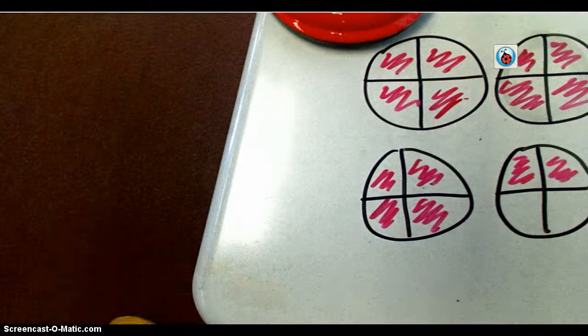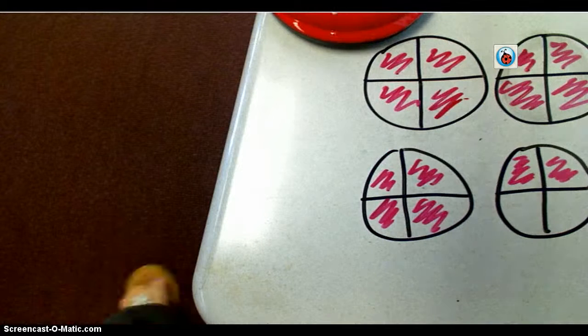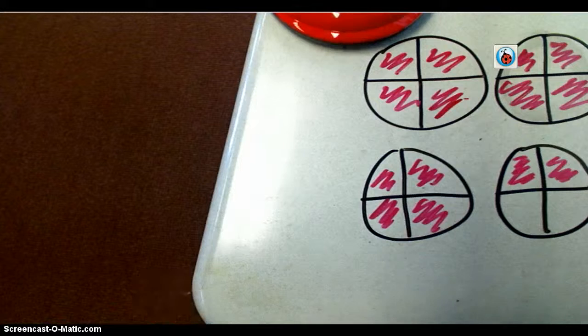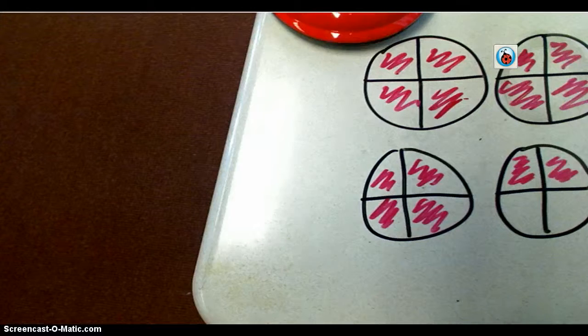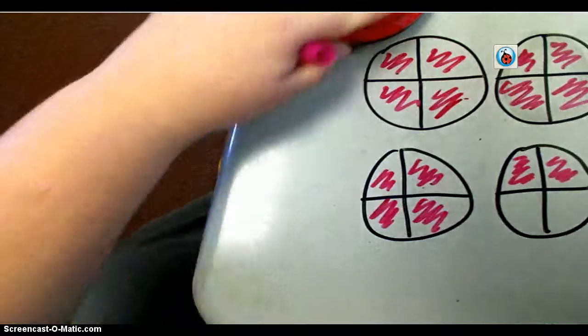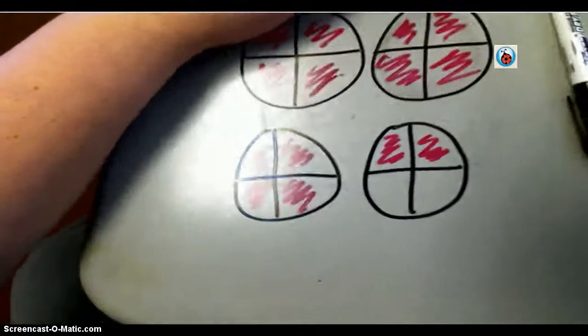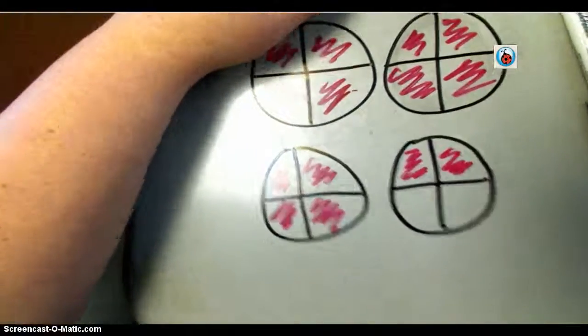I saw one person on their entire board that reduced the fraction. 2/4 is the same thing as 1/2. Good job. Alright, let's look at this very quickly because I did have 2 or 3 that were still kind of showing that they were a little uncertain.